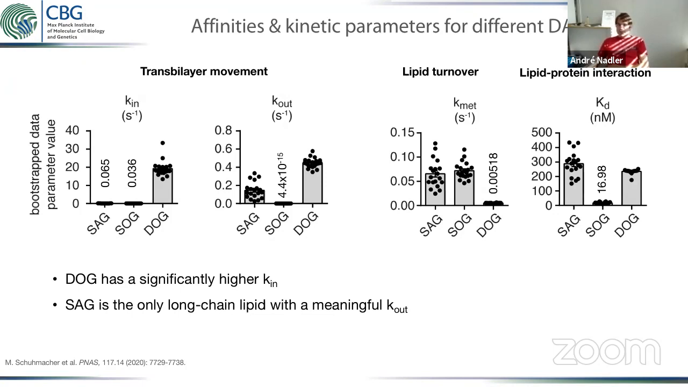And lastly, the most important graph is that the KD values that we find for the lipid-protein interaction can differ by up to an order of magnitude. And this is essentially what we believe is where the selectivity in lipid signaling can come from.